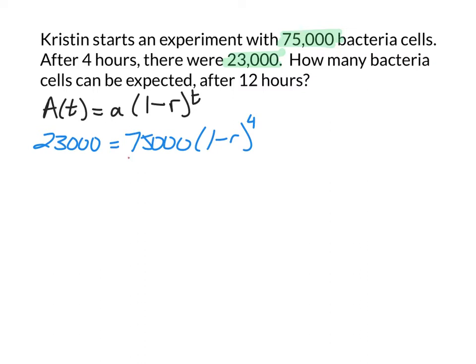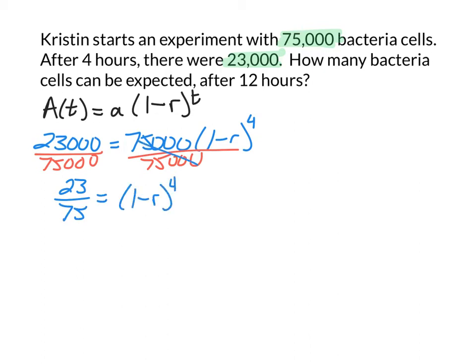To do that, we divide both sides by that 75,000, and that'll simplify to 23 over 75. Over here they cancel, and we have 1 minus r to the 4th power. To get rid of the 4th power, I'm going to use a 4th root on both sides. Those cancel, so we go over to the calculator, taking that 4th root of 23 over 75, and you get 0.744 is equal to the 1 minus r.